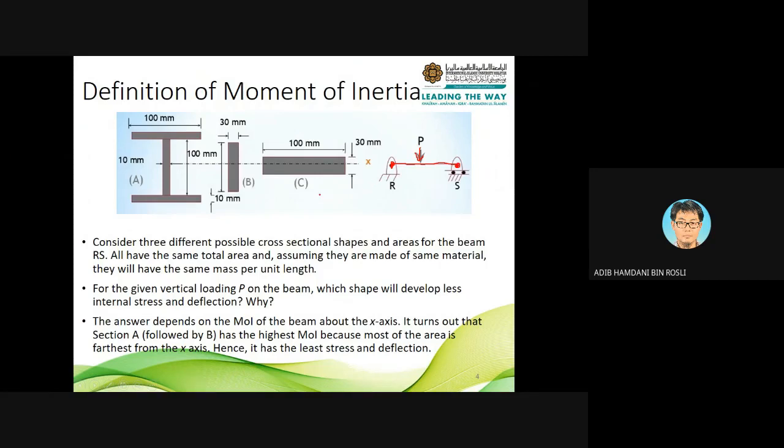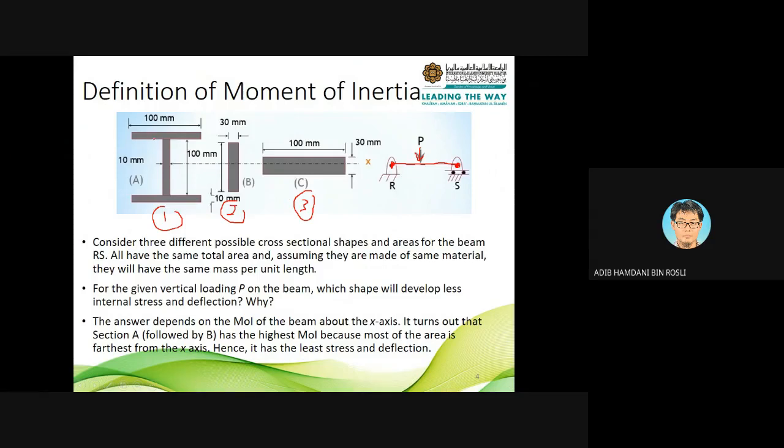So this is kind of a case study. The same beam with different cross section. This is the first cross section, I shape. This is the second cross section, which is a rectangle, but the base is 30, the height is 300, right? And this is the third one, C, which is 100 by 30 millimeter. The thing is here, if you calculate, all of these have similar total areas. The total area is 3,000 millimeter square in all cases. All right, all of them.